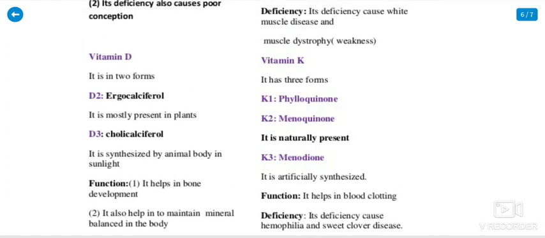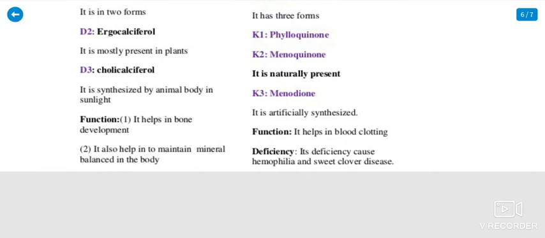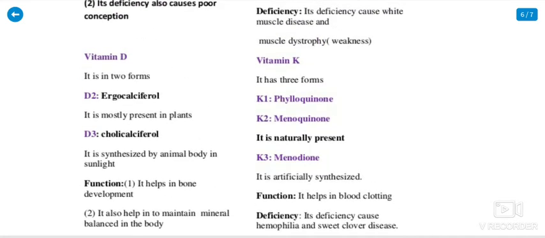And vitamin K has three forms. K1 is phylloquinone. K2 is menaquinone, which is naturally present. And menadione is K3, which is artificially synthesized. The function of vitamin K is to help blood clotting, so deficiency of vitamin K causes hemophilia and sweet clover disease.